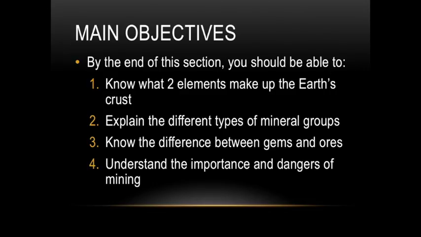So this was a really short section, but you should know the two elements that make up Earth's crust, oxygen and silicon. You should be able to explain the different types of mineral groups, and you really only need to know these at a basic level. You should know the difference between gems and ores, and then also understand the importance and dangers of mining and how it is really costly, and also really bad for the environment.